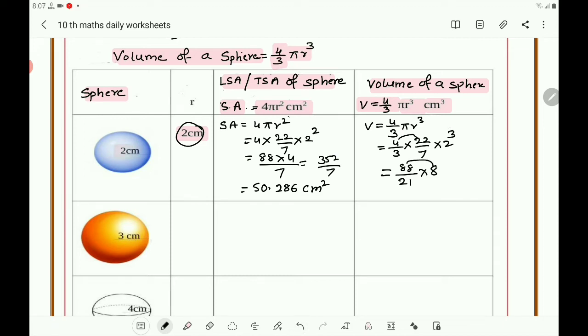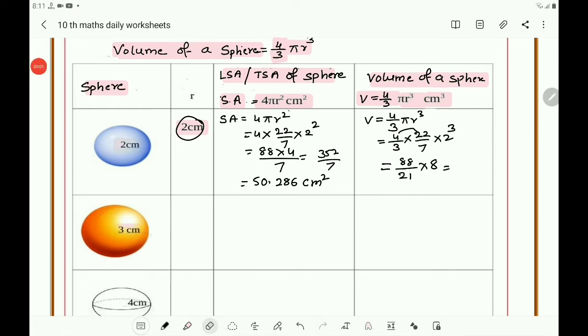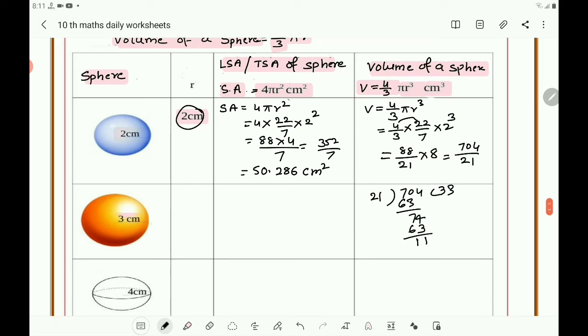Now you multiply these two. Then 8 8s are 64. Write 4. 8 8s are 64 plus 6, 7. 704 by 21. Then you divide 704 by 21. 21 3s are 63. Again 7 is remaining. 7 4. Again 21 3s are 63. And next you will get 11.